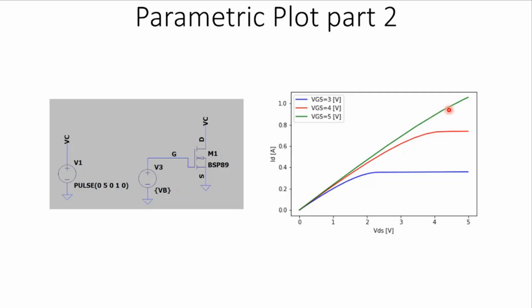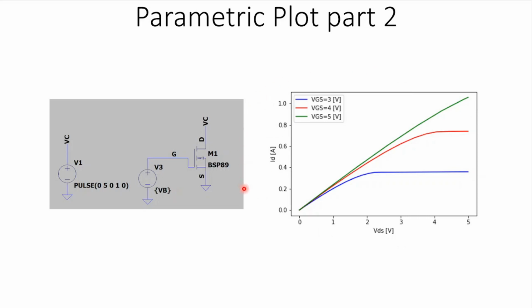And as you could see, we have 3 cases. The first case, the blue line, is when the gate source voltage is around 3 volt. The second case is when the gate source voltage is around 4 volt, which is the red line. And finally, the green line demonstrates the final case where the gate source voltage is 5 volt.